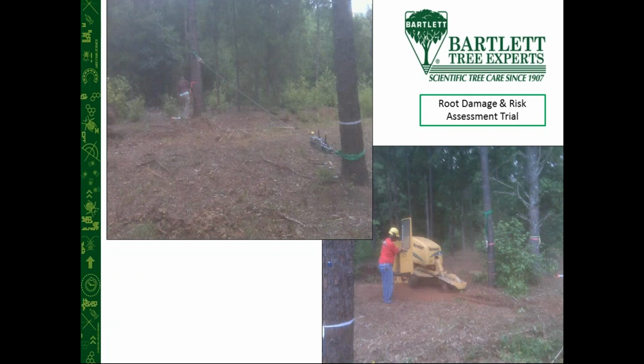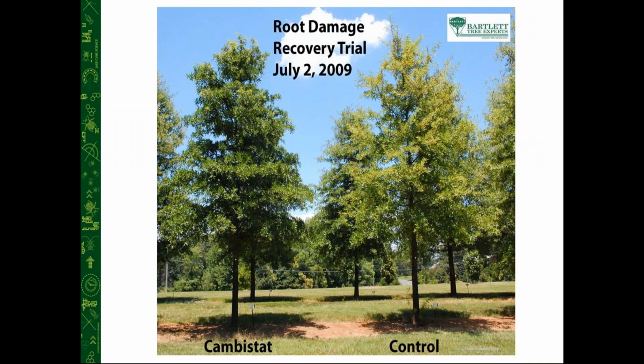Just as an example of this, this was a trial that I was a part of when I was at the Bartlett Research Laboratories. Originally, this was a tree risk assessment trial. What we did is we cut roots on one side of the tree at different intervals, and we pulled them to 1 degree to see if we would come up with a tree risk metric. We did this until we cut right up to the base of the tree. This was done by Dr. Tom Smiley. The next year, we did a recovery trial.